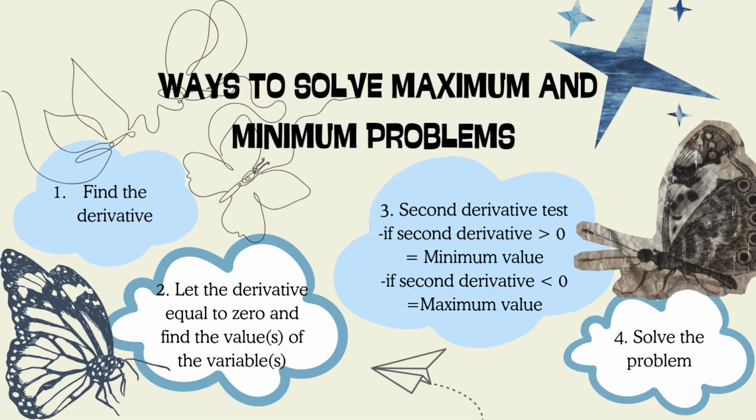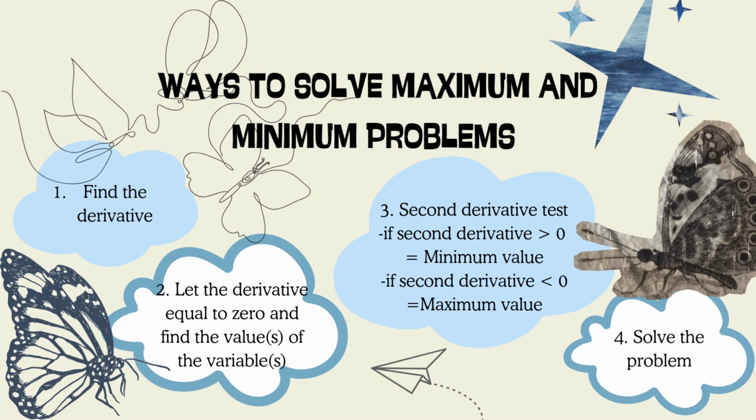Lastly, I, Nurhudadini, will be explaining about ways to solve maximum and minimum problems. The first step is to find the derivative. And secondly, let the derivative equal to 0 and find the values of the variables. The third step is to do the second derivative test.